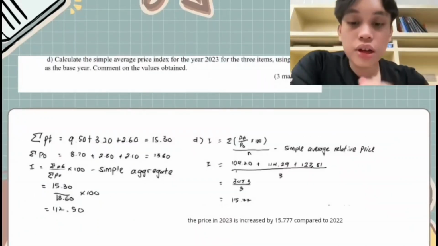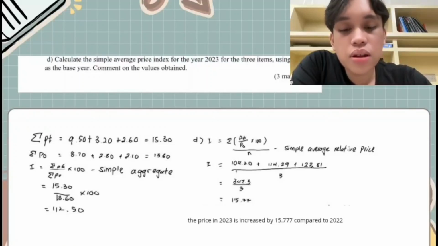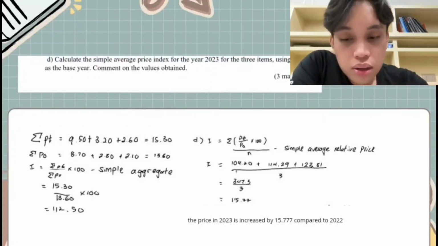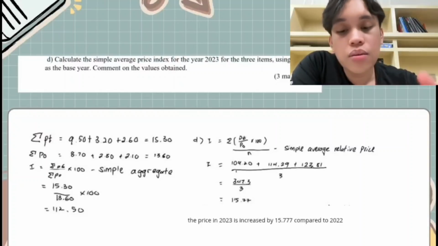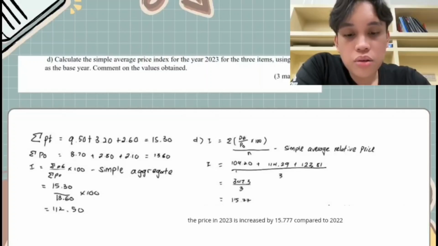Finally, question D, we need to calculate the simple average price index. The formula is average price index equals sum of relative price index divided by number of items. So we add all the price index 109.20 plus 114.29 plus 123.81 equal 347.30. Now divided by 3, the answer is 115.77. So for explanation, this means that on average, the price of these three products increased by about 15.77% in 2023 compared with the base year, which is 2022.